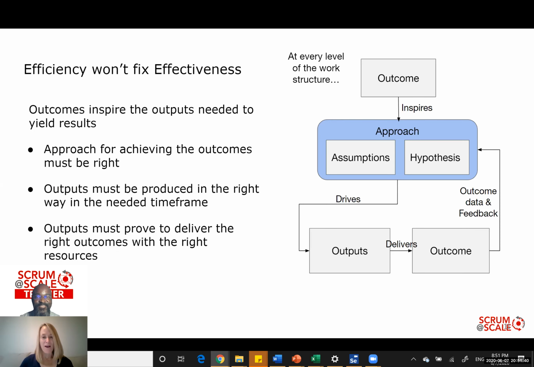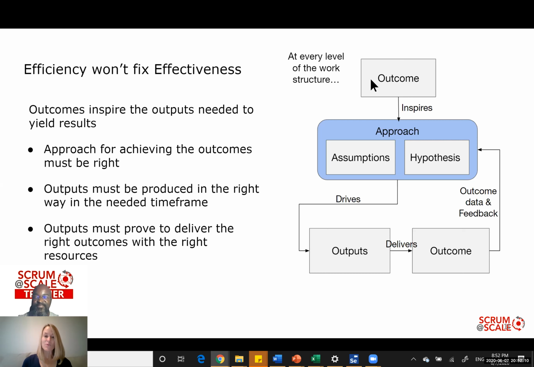So we focus on outcomes, and you might remember from our previous videos, we focus on outcomes because we want to focus on effectiveness, not just efficiency. Agile transformations are typically focused on efficiency. We want to focus on outcomes and being effective. So we have an outcome that we want to achieve. Where do we go from there?